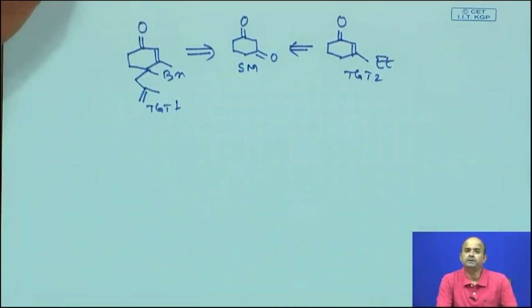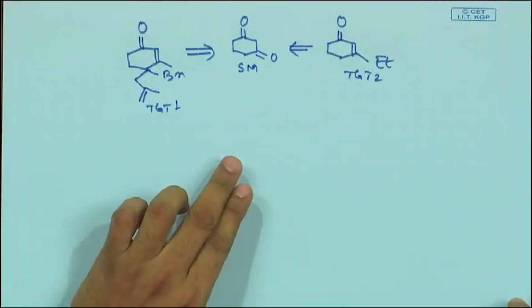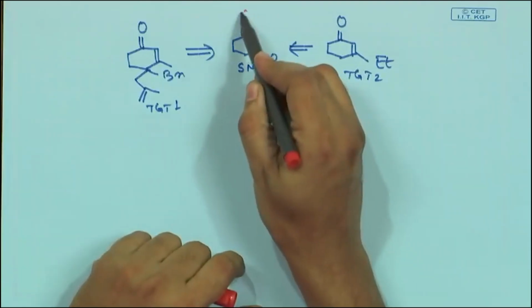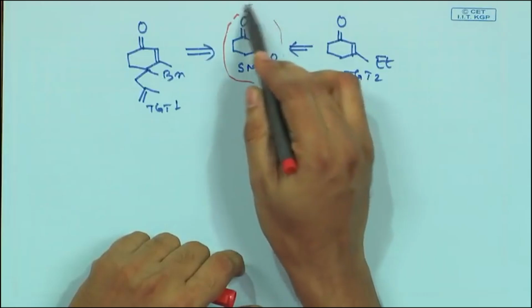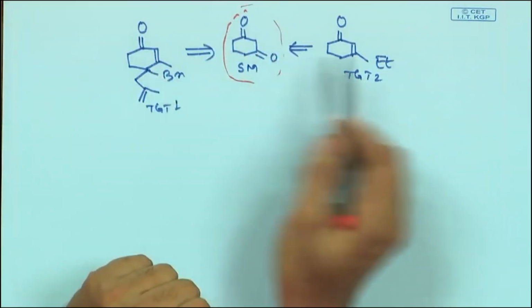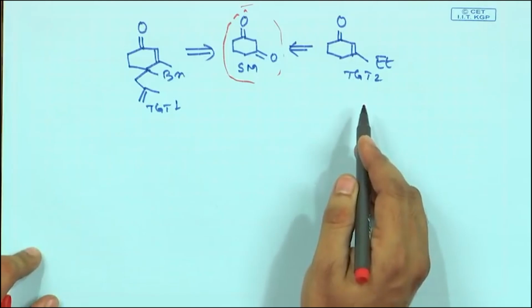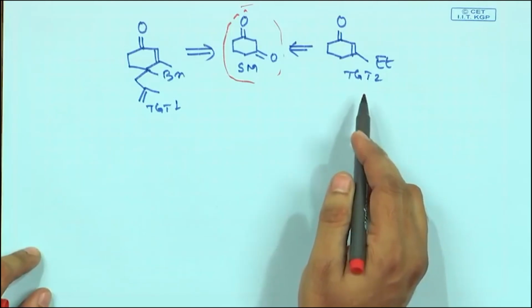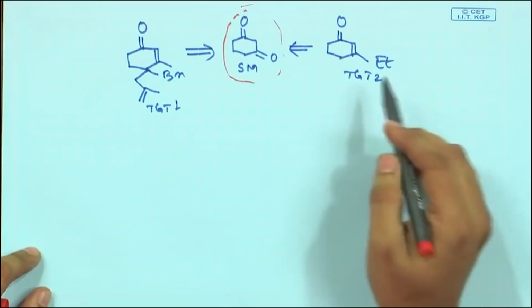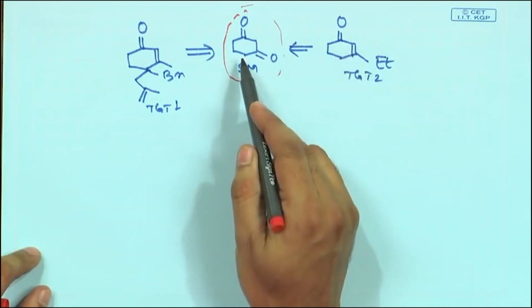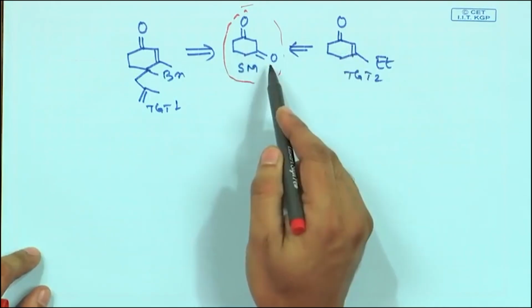Now, remember in the very introductory session we talked about something which is called divergent synthesis. This is a classic example of divergent synthesis, where you start from a single starting material and you can access both the targets. So, we will initially try to finalize target 2, because it seems to be a little bit simple. Target 2 is 3-ethyl cyclohexenone, the starting material provided is 1,3-cyclohexanedione.